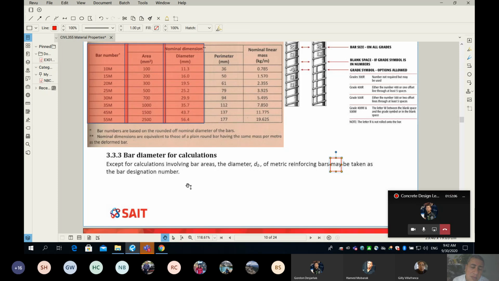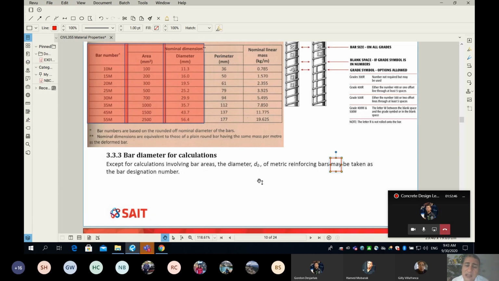You know what? The word may will make Jelly correct, which means if you insist to use the actual diameter for 10M, which is 11.3, you're correct. And if you want to use the code easement, so that's an easement, huh? Because trust me, when we do the calculation, it's way easier to use 10 because it's a very rounded number. It's very easy. So the code is giving you kind of easement. You may, not you should, huh? If the code says you should, it means Jelly is wrong. If the code said may, it means yes, you may use the actual diameter, or you may use the bar designation as the diameter.